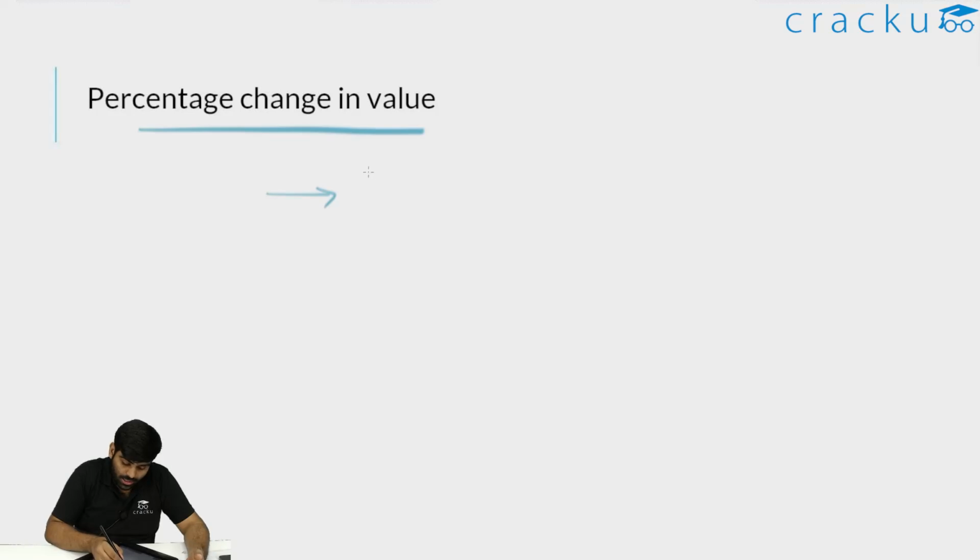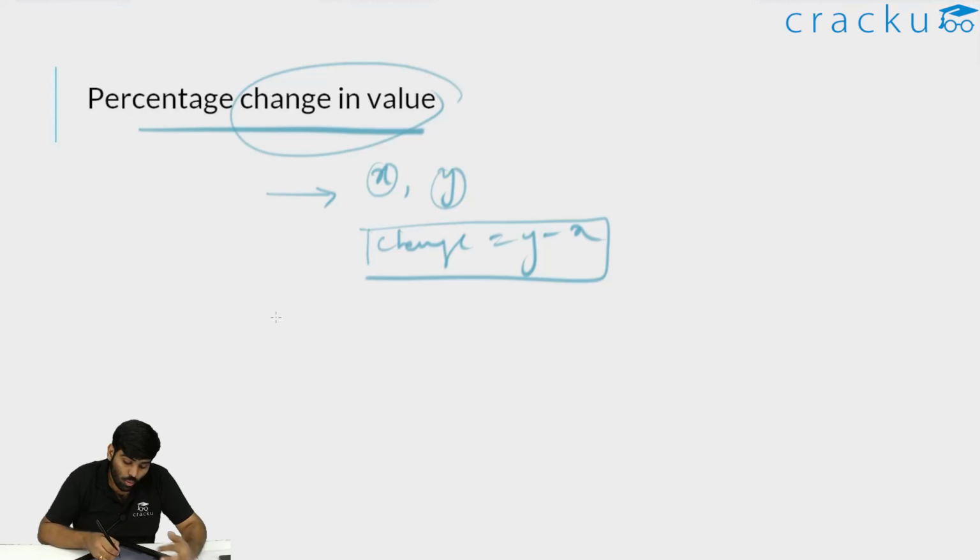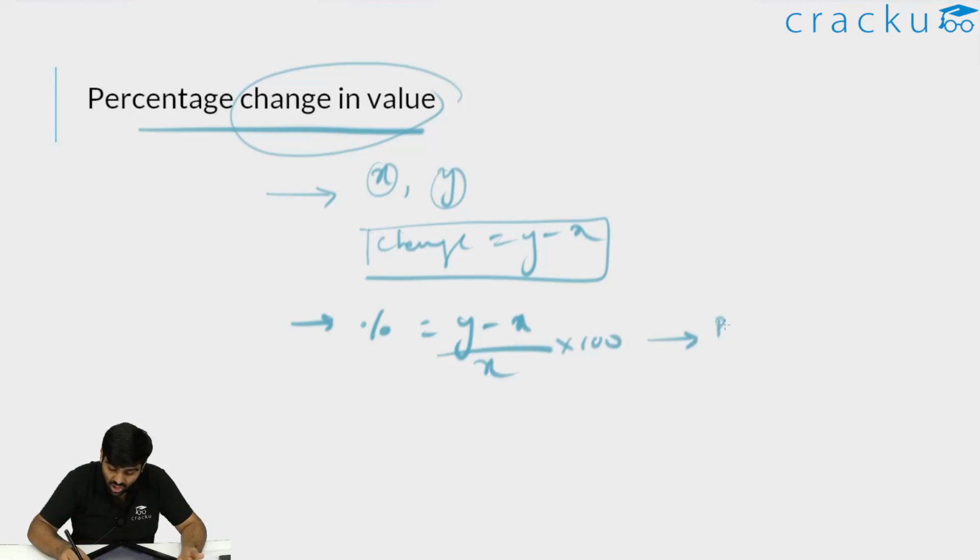just let's say initially the value is X and the final value is Y. So what is the change in value? Firstly, let's calculate the change in value. Change is nothing but Y minus X, because X is initial, Y is final. So change is nothing but Y minus X. What is percentage change? Percentage change would be change divided by the initial value, X, into 100. So this will be the percentage change in value.